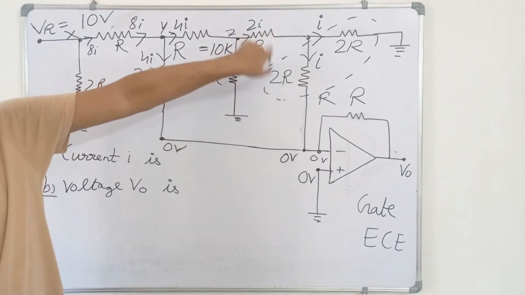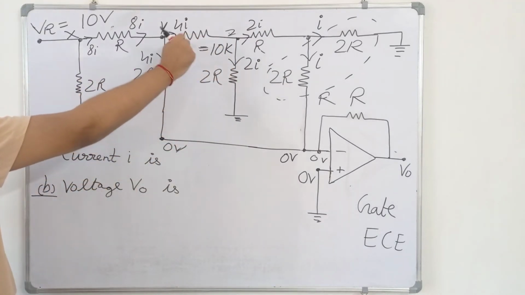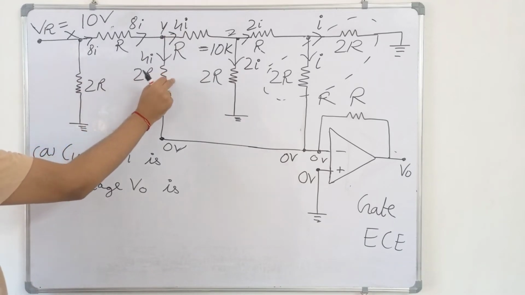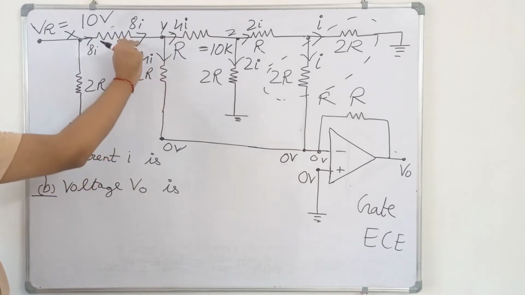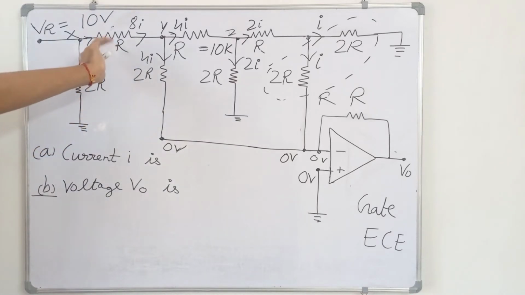Then this 2R and this equivalent 2R are connected in parallel, become R. Then this equivalent R and this are connected in series, become 2R. This 2R connected in parallel, become R. This R and R connected in series, become 2R. And this is also 2R connected to ground, and this equivalent resistance is also 2R connected to ground.